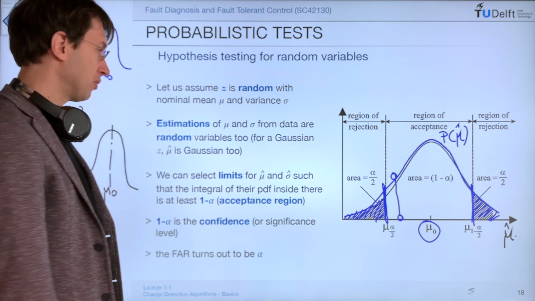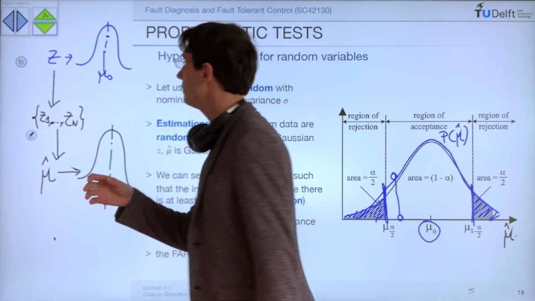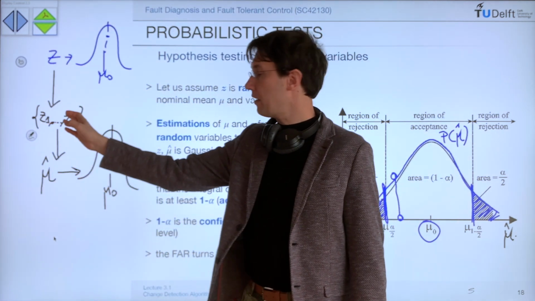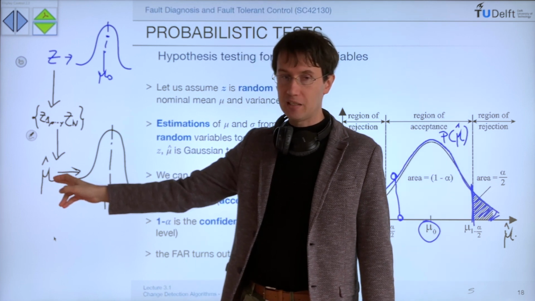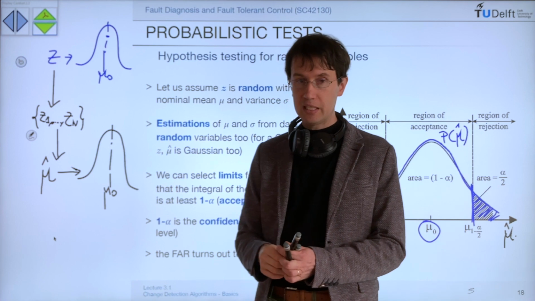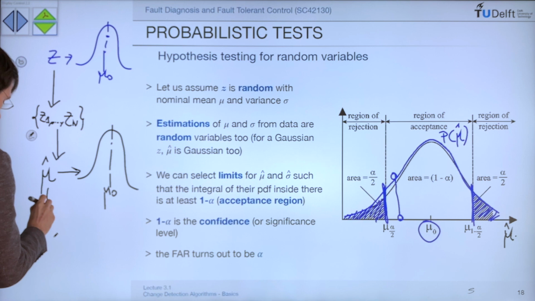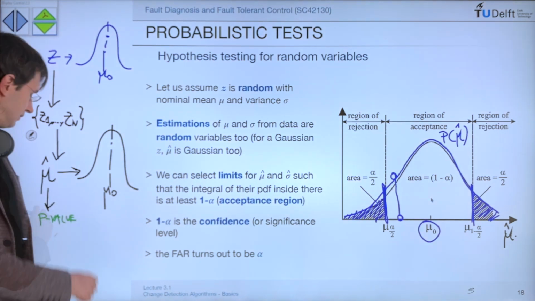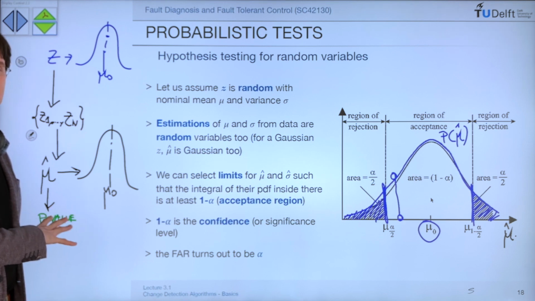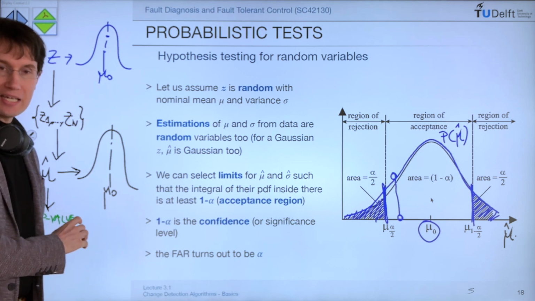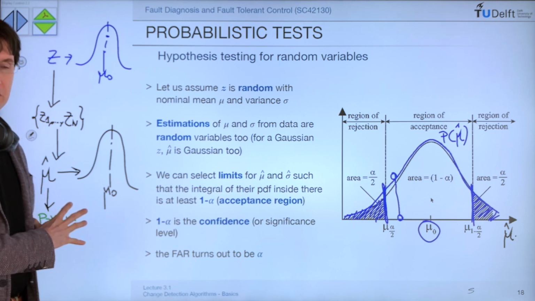How are we going anyway to compute in practice this test? So as we said, again, we start from Z, a set of samples of Z, and we compute mu hat. Once we have mu hat, we need to compute another quantity that is called the p-value. The p-value is the probability of getting a value of mu hat that is as extreme as or more extreme than the value of mu hat that you actually got.